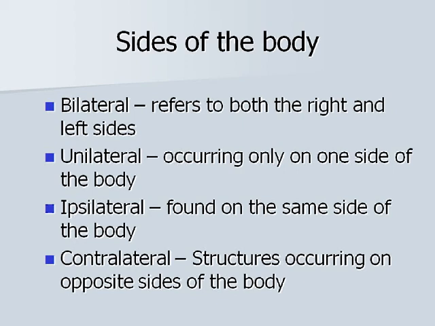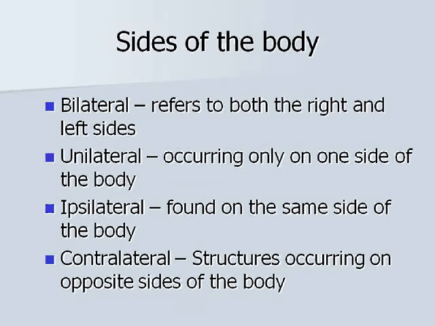Ipsilateral means found on the same side of the body. And when you use ipsilateral, you're usually referring to two different structures, like your right hand and your right foot are ipsilateral. Okay? They're both on the same side of the body. Contralateral is structures occurring on opposite sides of the body. And we're usually talking about two different structures. Your right hand and your left foot are contralateral.